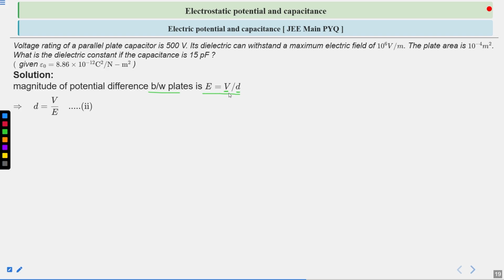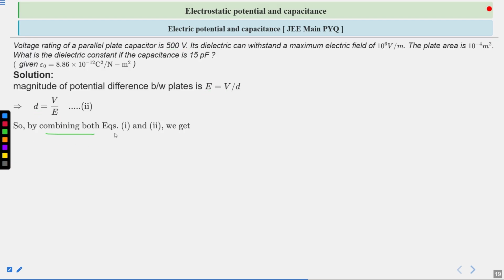That is the differentiation way. But here it is not non-uniform. The potential difference is constant between the plates, and the electric field will also be constant between the plates. So we can use V by D without differentiation. V is the potential difference and D is the separation between the plates. From here D will be equal to V by E. Put it as equation 2, and this value of D will be put in equation 1.